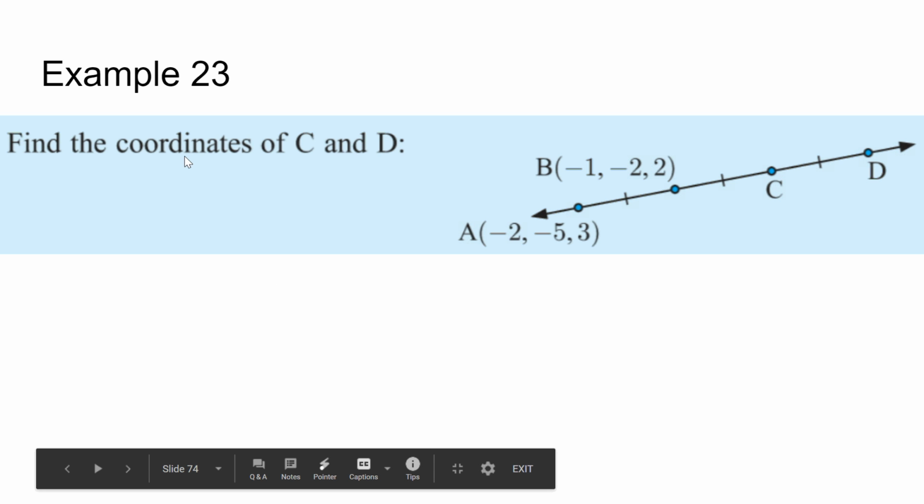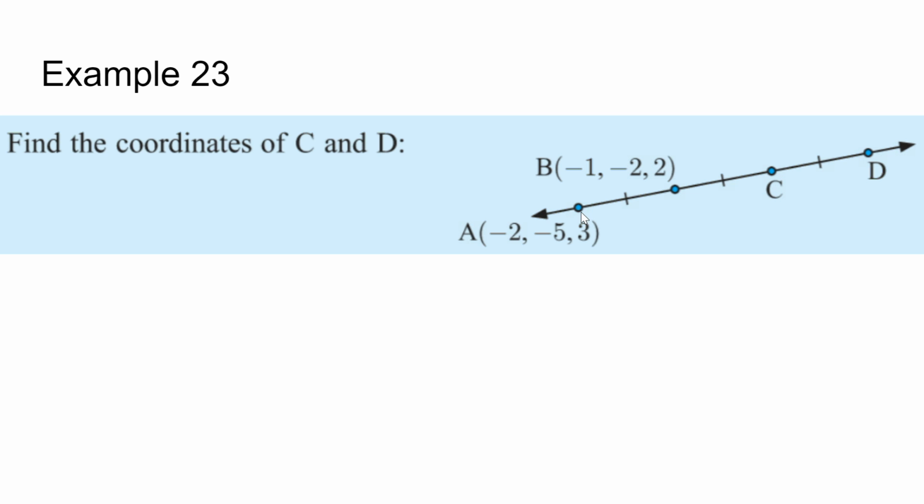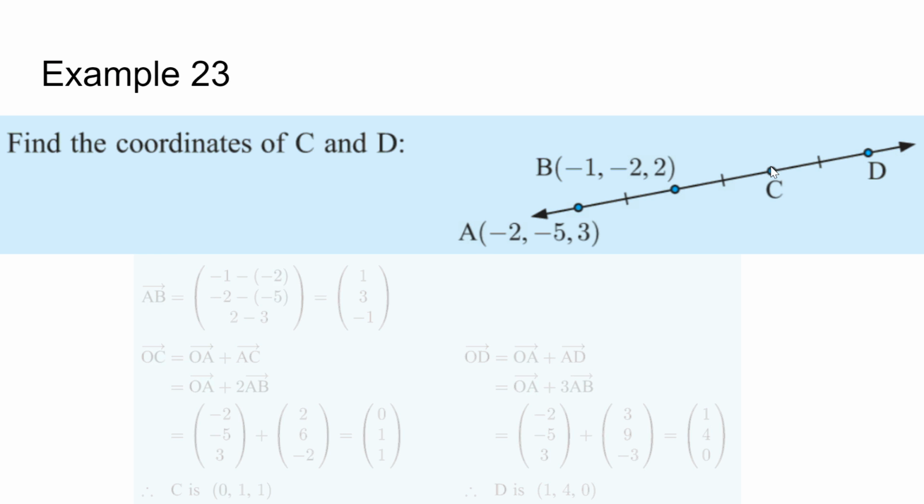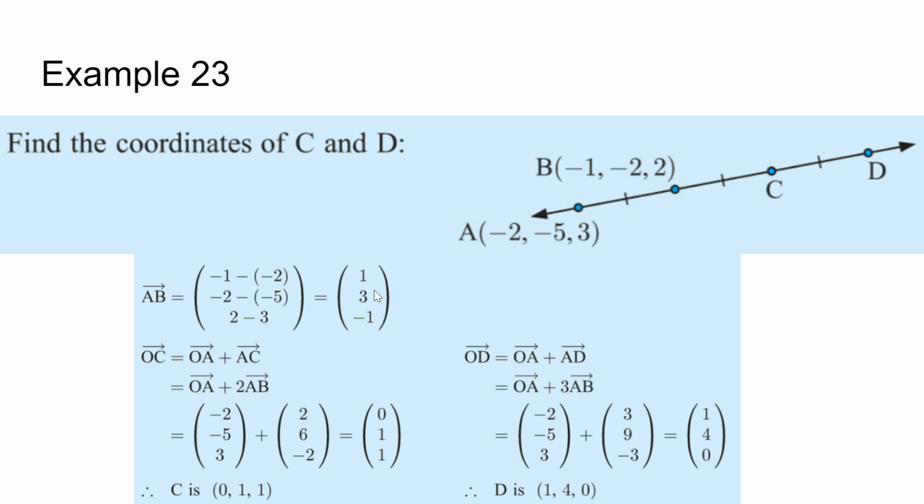Looking at example 23 here, we're finding the coordinates of C and D, and notice that the distance from A to B is the same as the distance from B to C is the same as the distance from C to D. So we can just apply that same analysis there. Whatever vector AB is can be applied from B to get us to C. So AB is 1, 3, negative 1. Notice we're in 3 dimensions here. Now if I apply that same vector to point B, then I can find point C.